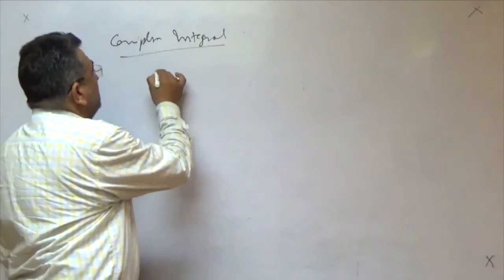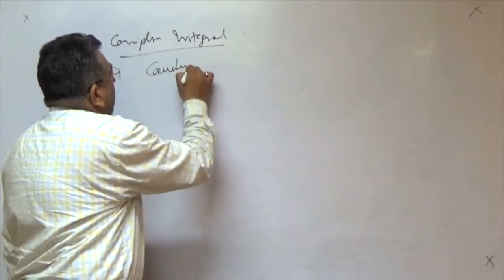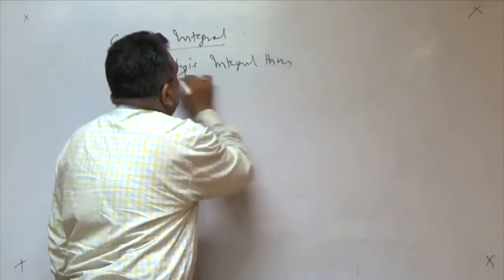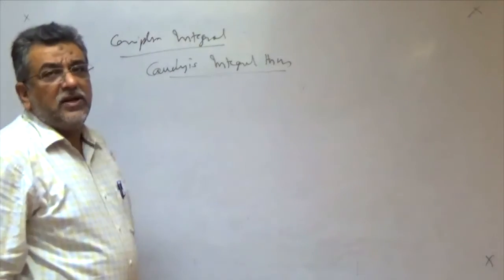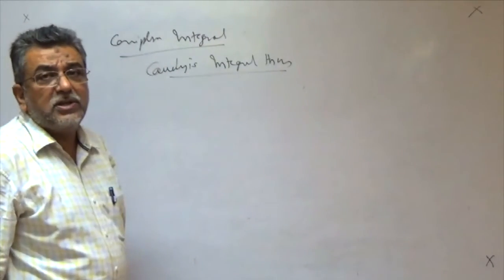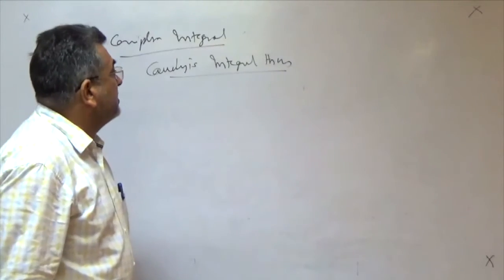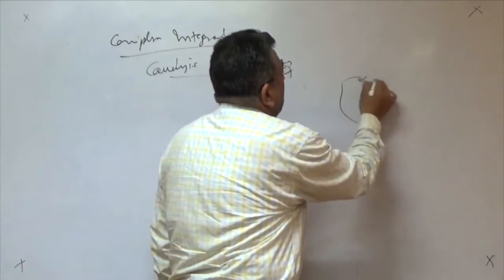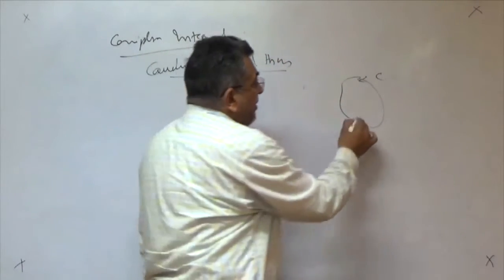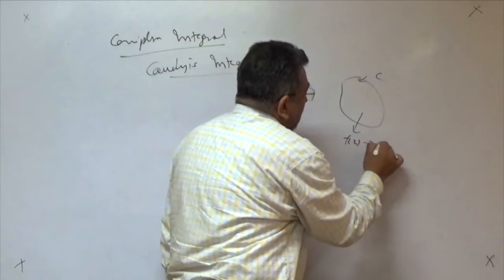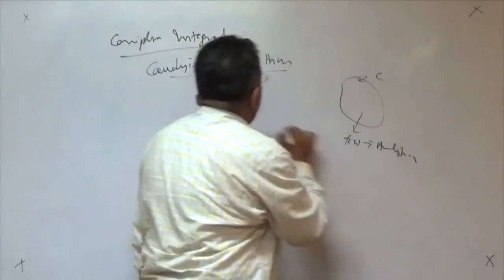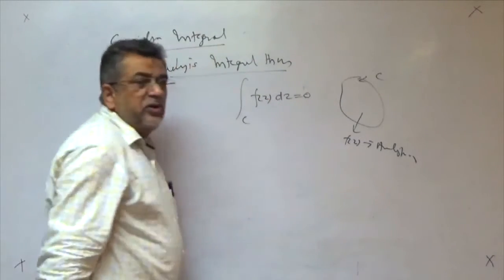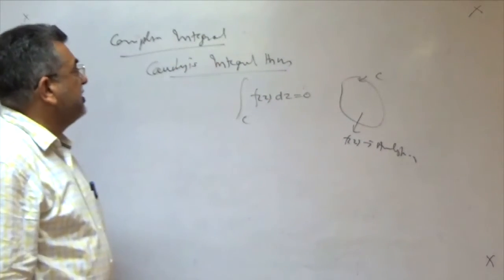The first theorem I discussed was Cauchy's integral theorem. Only the statement of this theorem is part of your syllabus. The proof is beyond your syllabus, out of your curriculum. I told you that if we take a closed curve C and a function f(z) is analytic, then simply the integral along C of f(z) is 0. This is the first theorem, Cauchy's integral theorem.